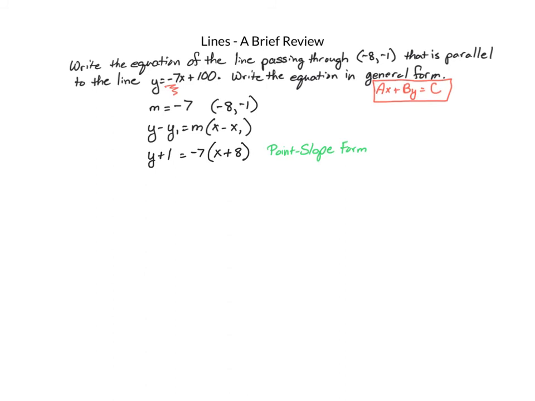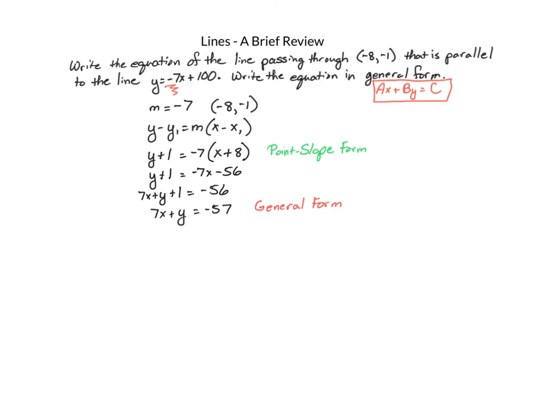Let's distribute -7. Y plus 1 equals -7x minus 56. We need the x's and y's on the same side, so I'm going to add 7x. So I have 7x plus y plus 1 equals -56. And I need the constant on the right, so I'm going to subtract 1 from both sides, and I have 7x plus y equals -57. And this problem is finished. Here we are in general form.